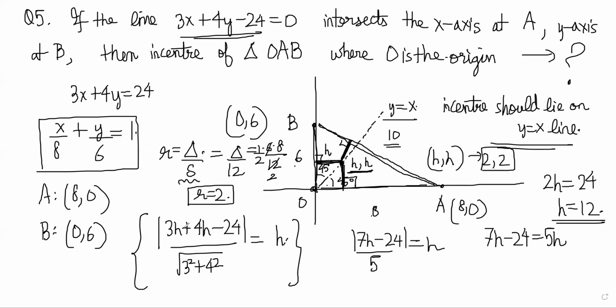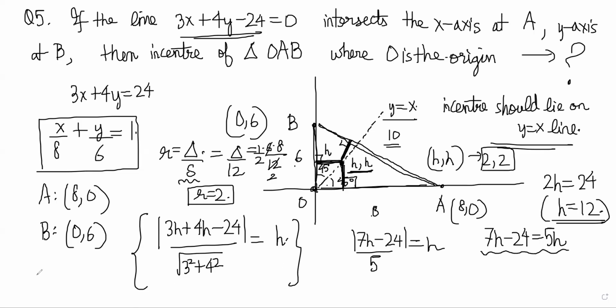Perpendicular from (h, h) to the line would be (3h + 4h - 24)/5, and (7h - 24) over 5 is... Oh, okay, see what is happening. When I solve with the positive coordinates, I'm getting h as 12.